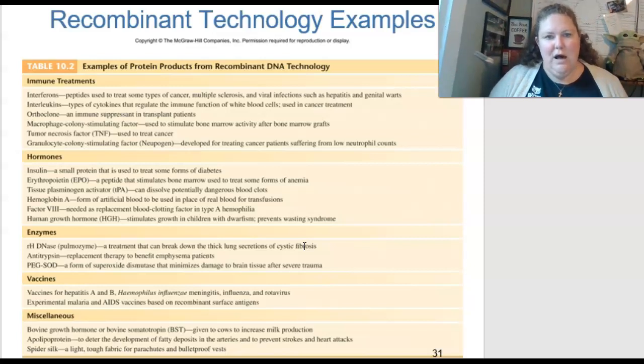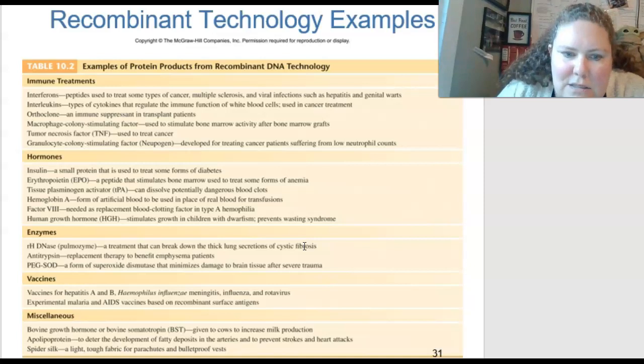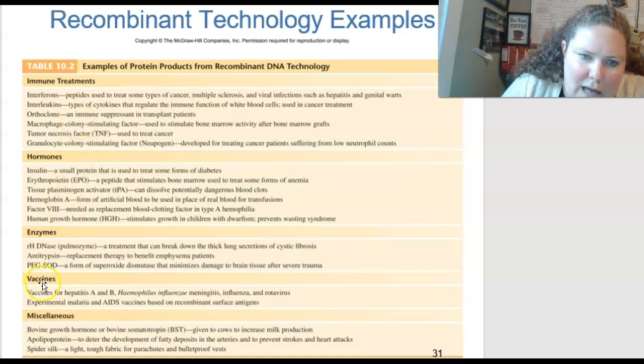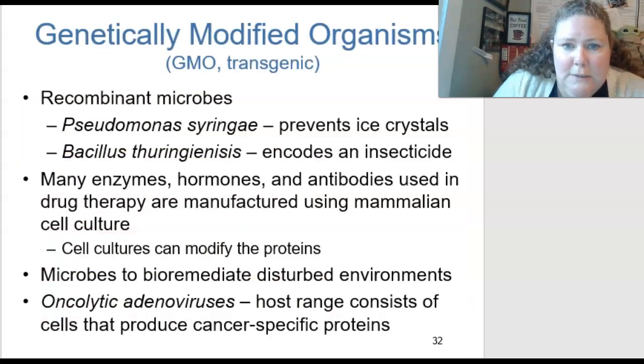This is a summary of table 10.2, and these are examples of protein products that have come from the recombination of DNA. So you can see that there are a lot of really awesome things that keep our society functioning as a whole.